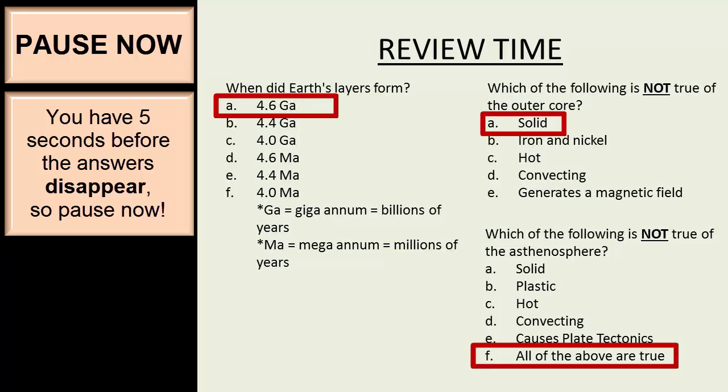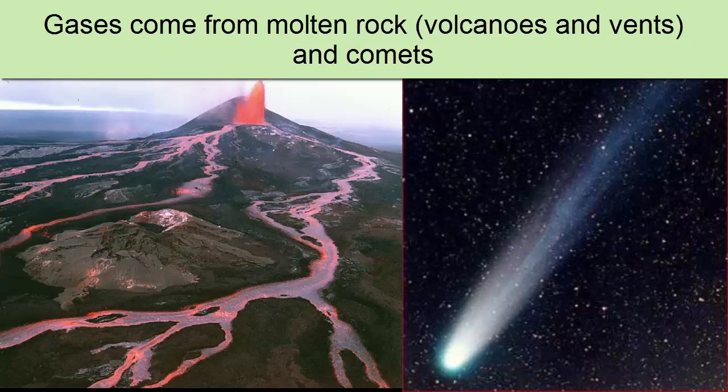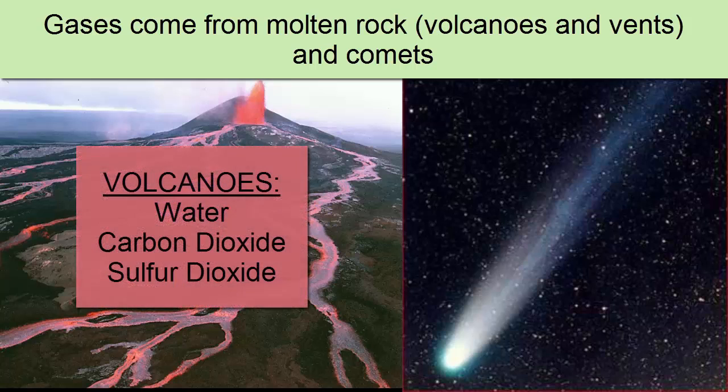With the magnetic field now deflecting solar winds, Earth's atmosphere started to collect, primarily through the accumulation of gases bubbling up from the molten rock and eventually erupting from volcanoes once the Earth's surface cooled enough to create a solid surface. Volcanoes are a major source of gases like water, carbon dioxide, and sulfur dioxide. Gases also entered the newly growing atmosphere from comets colliding with Earth.